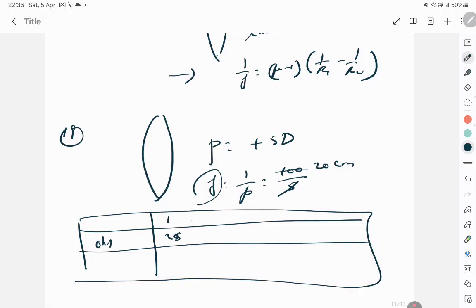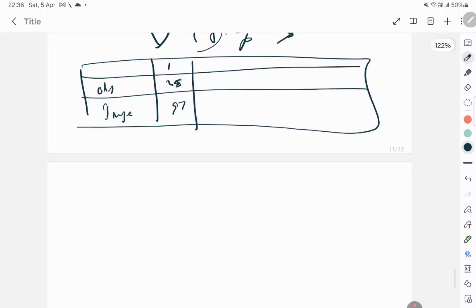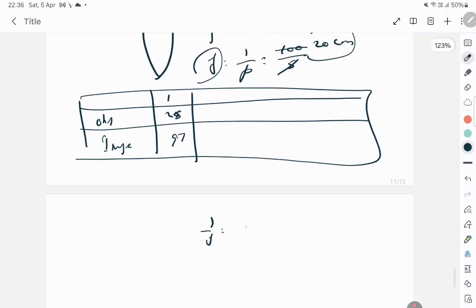Serial number 1. Image distance is found to be 97 centimeter. Will this be true? You know the focal length, right? You can substitute and see, right? 1 by f is equal to, for a convex lens, 20, is equal to 1 by v minus 1 by u. So 1 by v is 97. For object distance 25, image distance is 97.